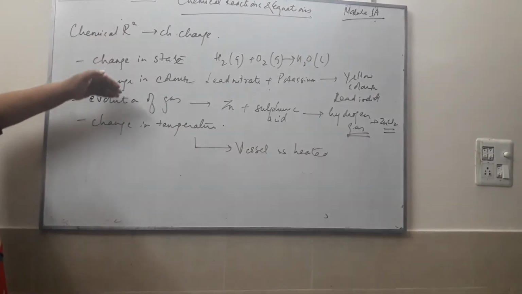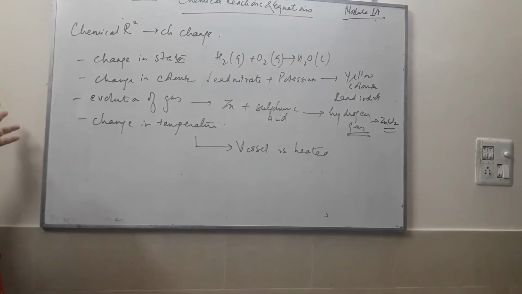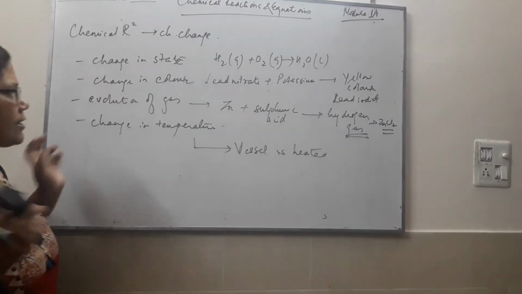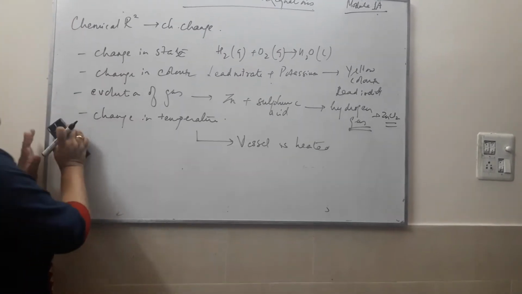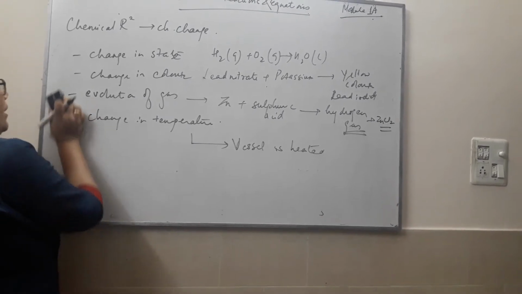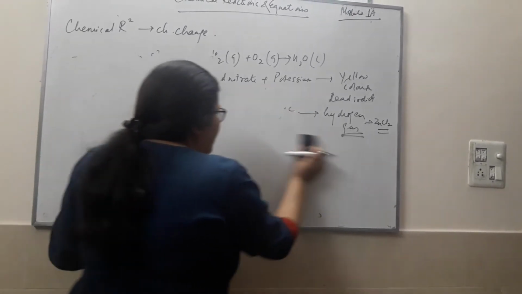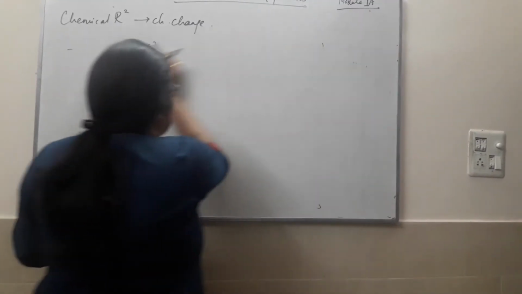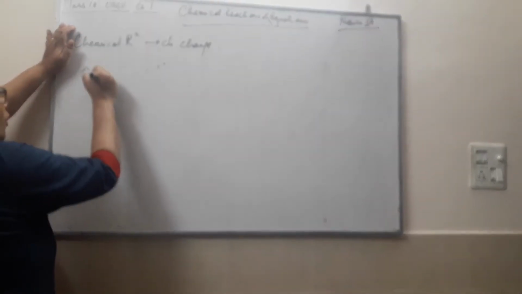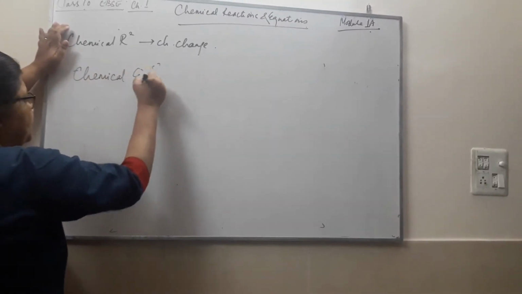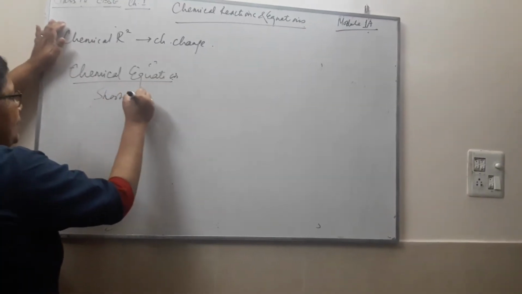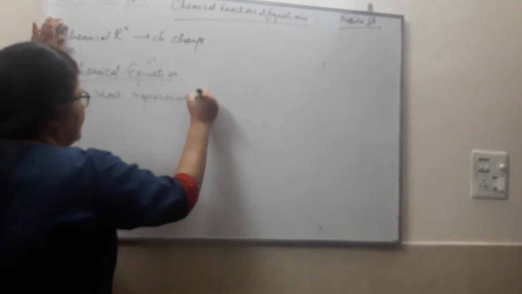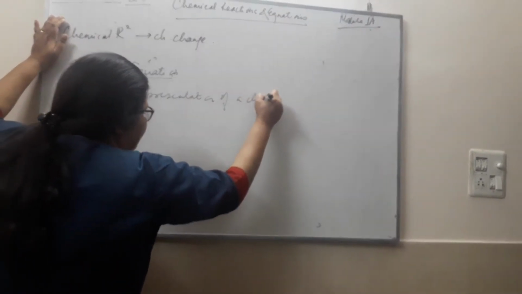If we see any one of these changes during a reaction, or during any change around us, it is known as a chemical reaction. Now this is the first topic. The second topic is how to present a chemical reaction, or chemical change, in a shorter form. A chemical reaction is represented as a chemical equation. A chemical equation is the short representation of a chemical reaction.